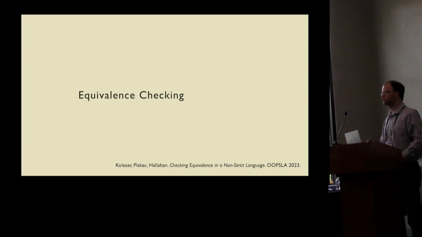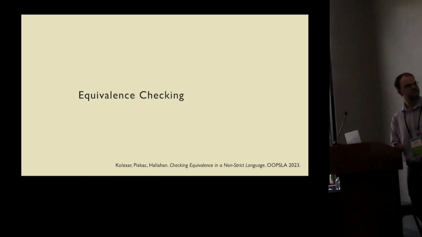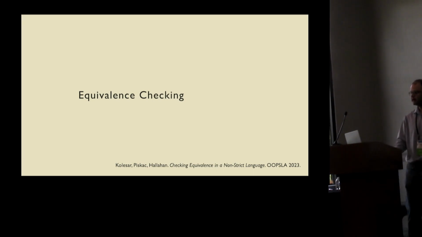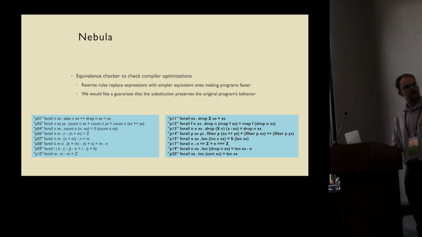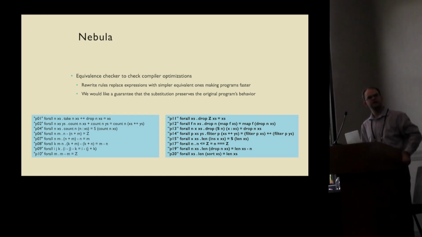I don't have a great transition here, but moving on to our second application of symbolic execution, equivalence checking. Here we actually are going to be trying to prove something using symbolic execution rather than just finding examples. What we're going to be trying to do is prove the equivalence of two pieces of code. To do this, we developed a tool called Nebula.